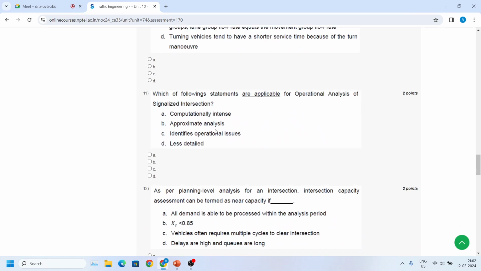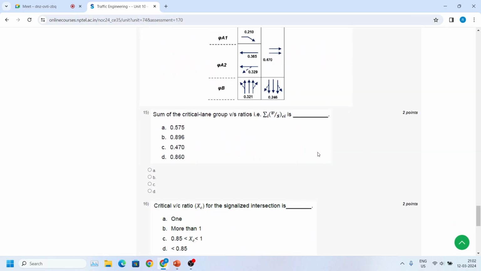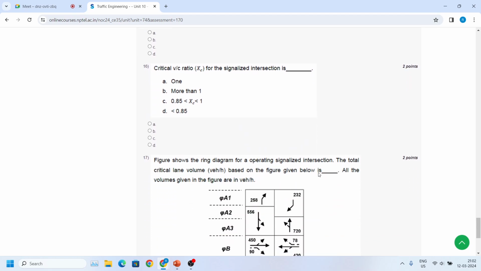Okay, I think the other numericals are kind of discussed. Maybe this one is, yeah, this is also directly from the slides. It should not be a difficult one.